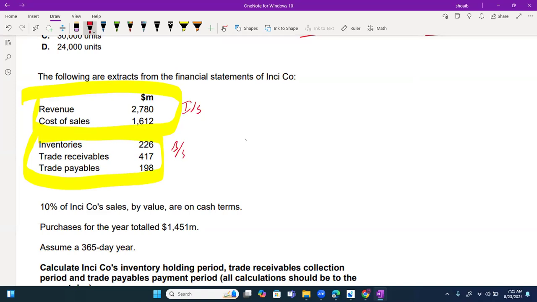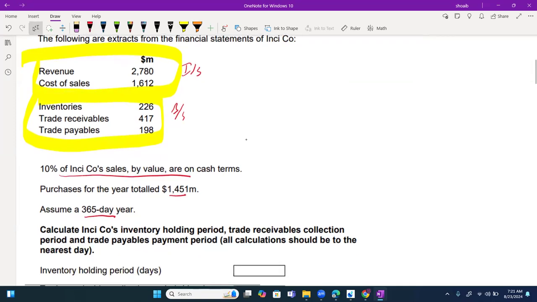10% of the company's sales by value are on cash terms. Important: purchases for the year are 1451. Assume 365 days a year. Calculate the company's inventory holding period, trade receivable collection period, and trade payable payment period.